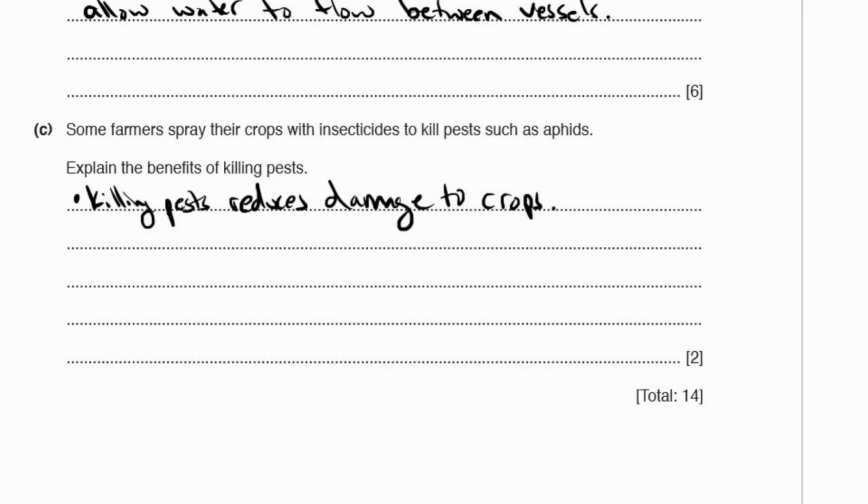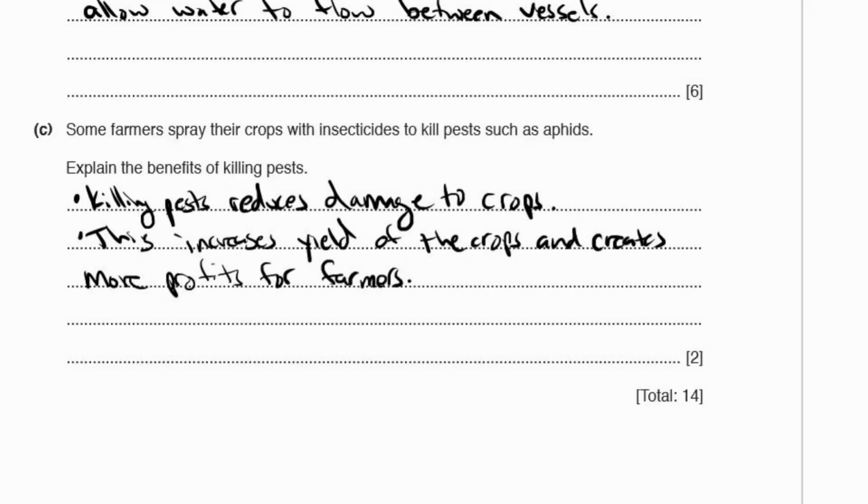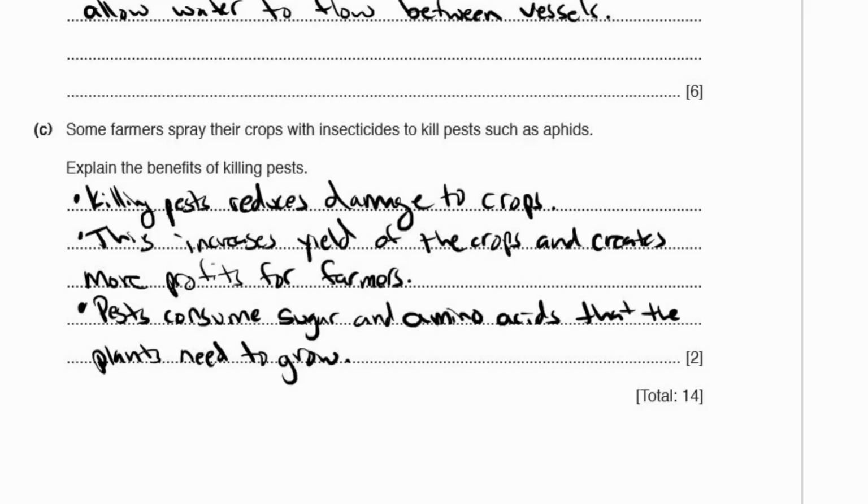So killing pests reduces damage to crops. And when damage is reduced to crops, the farmers get a higher yield, and so more money. So this increases the yield of the crops and creates more profits for the farmers. Well, how does it do this? Well, pests eat the sugars and amino acids that the plant needs to grow. So pests consume the sugars and amino acids that the plants need to grow.